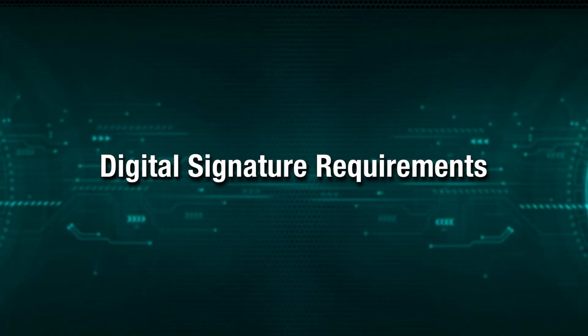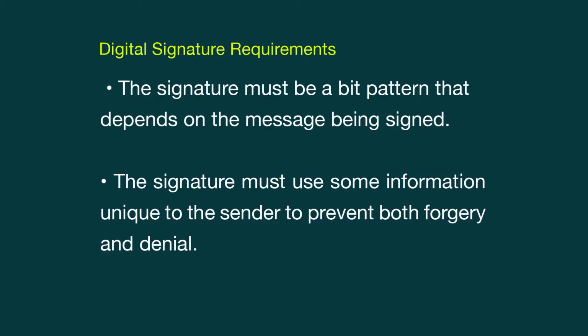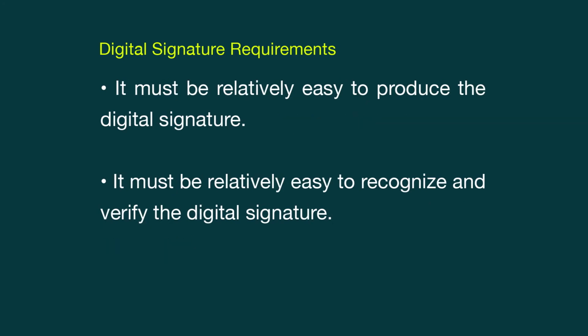Digital signature requirements. Based on the properties and attacks discussed here, we can formulate the following requirements for a digital signature. The signature must be a bit pattern that depends on the message being signed. The signature must use some information unique to the sender to prevent both forgery and denial. It must be relatively easy to produce the digital signature. It must be relatively easy to recognize and verify the digital signature.